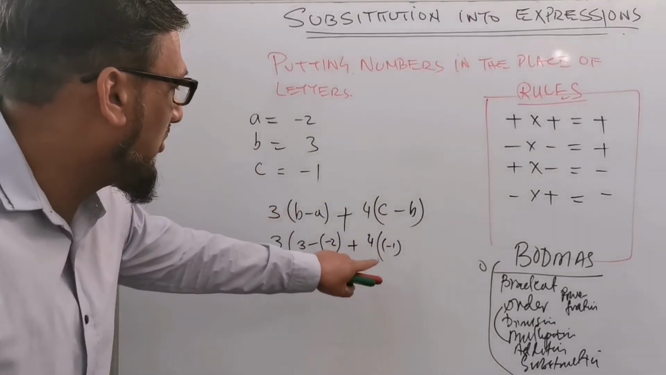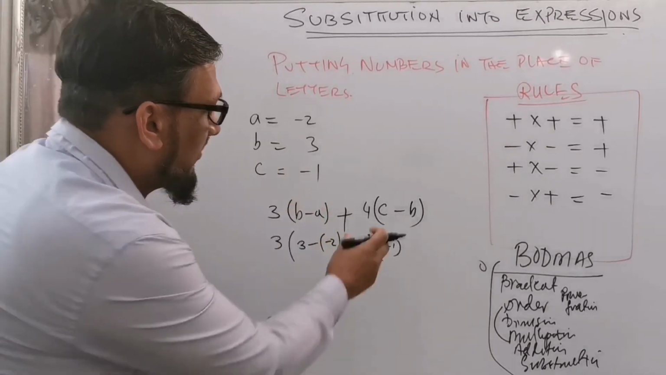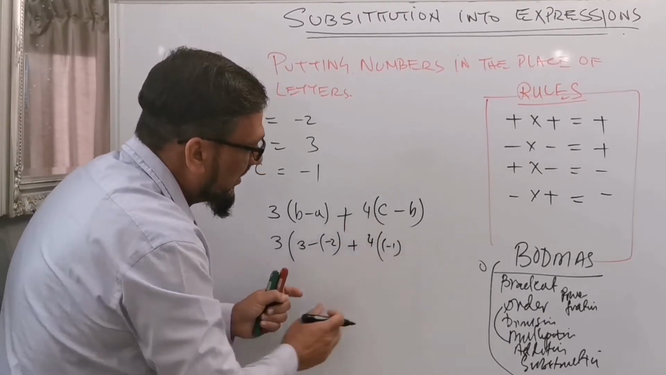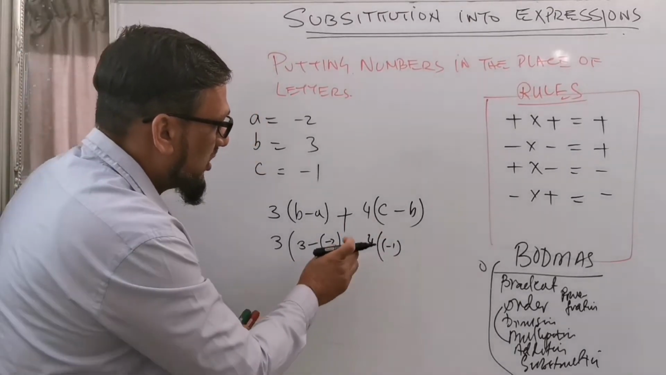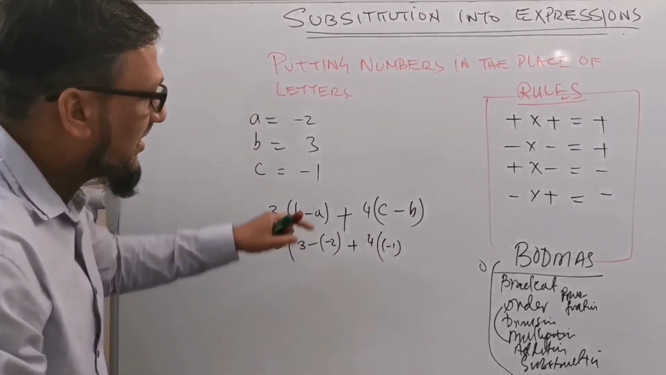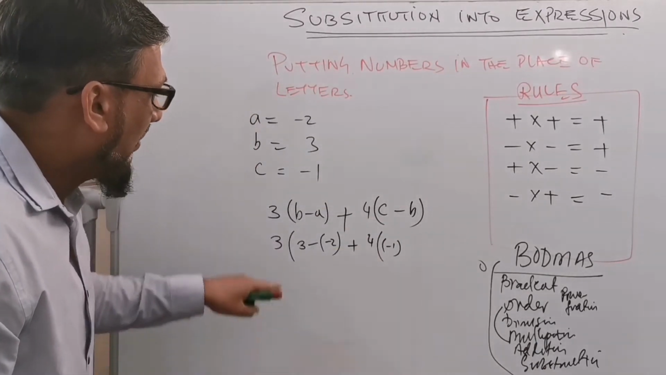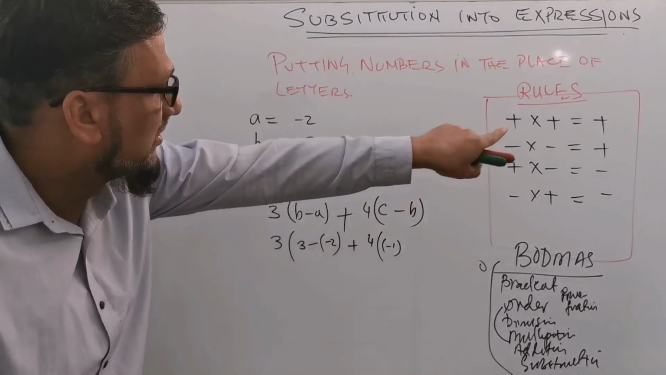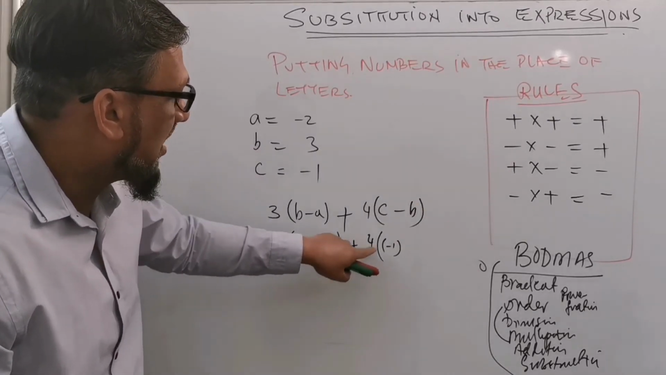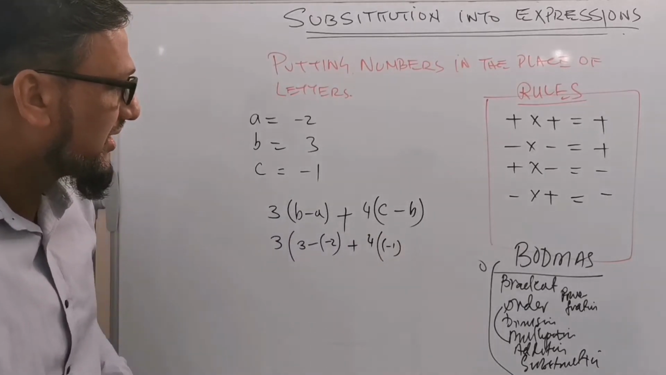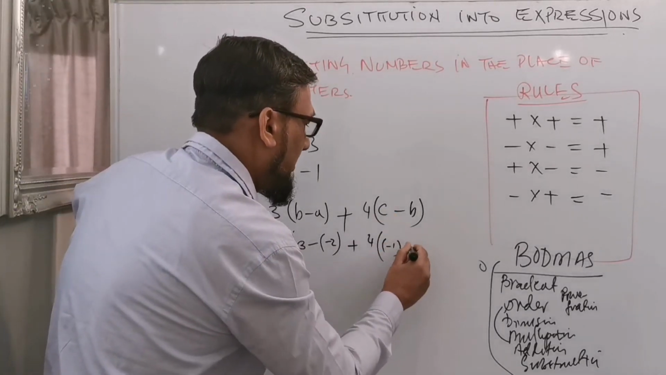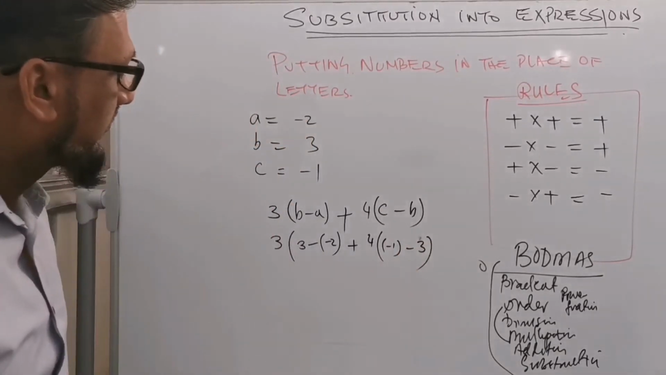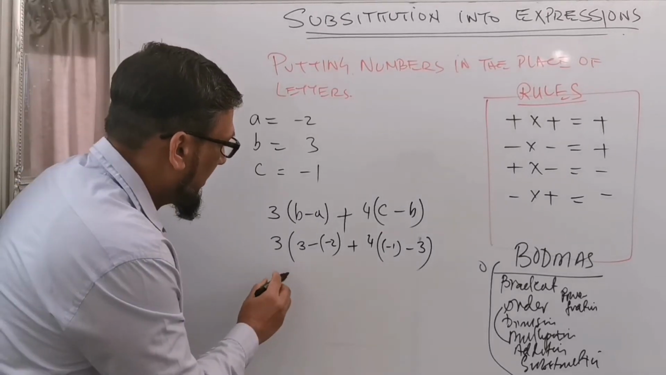Why am I putting the negative values in brackets? Because when we simplify, plus times minus gives a minus sign, and minus times minus gives plus. That's why I'm putting them in a bracket. So the value of b is 3. Look at this one, same.